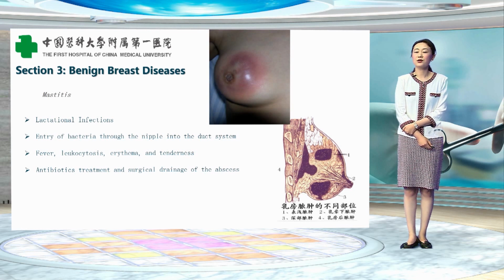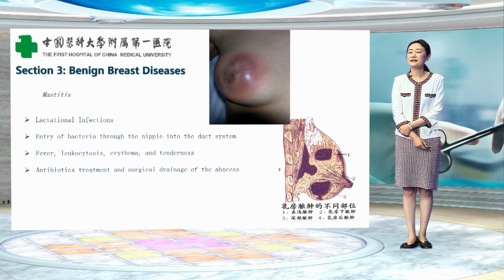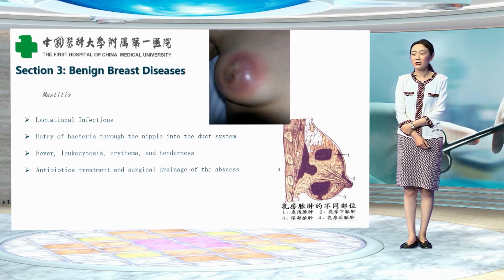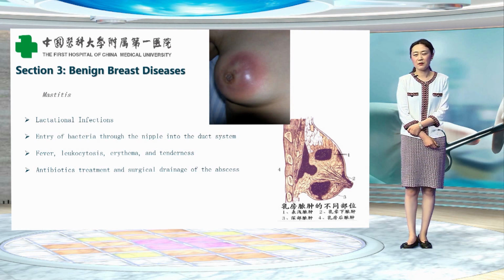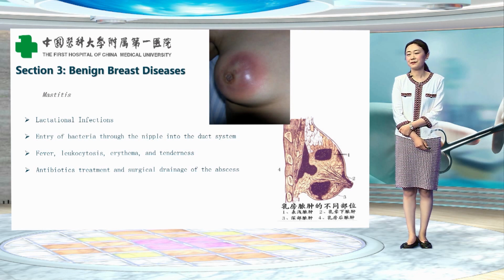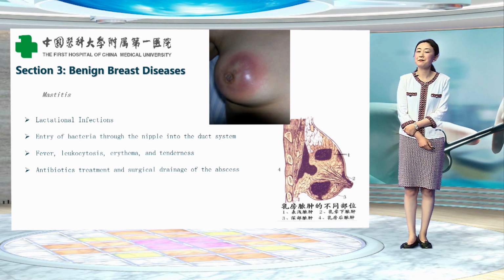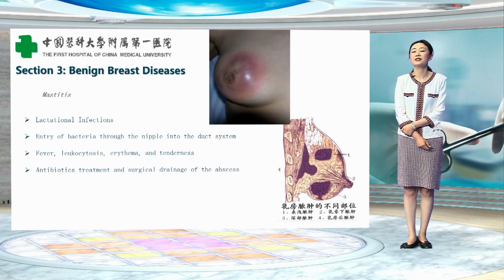Infections are most often caused by Staphylococcus aureus and may be manifested as cellulitis with breast parenchymal inflammation and swelling. The treatment requires antibiotics and surgical drainage or puncture drainage of the abscess.